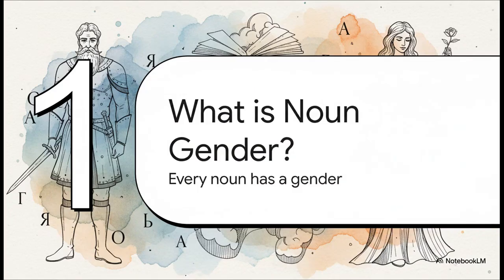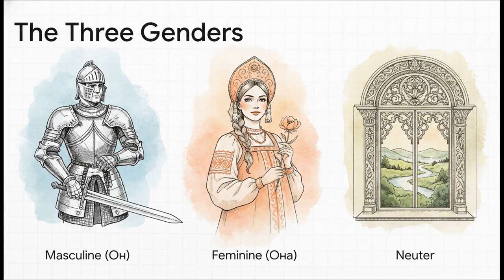Okay, first things first. In English, we think of gender as biological. But in Russian, every single noun, everything, a table, a car, even an idea, has what we call a grammatical gender. It's a core building block of the language, but the best part is there's a really clear pattern to it. So Russian has three genders.